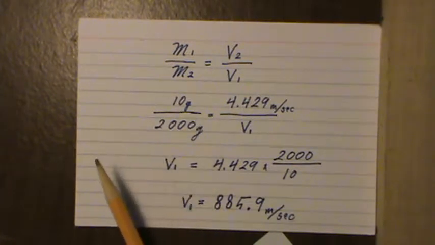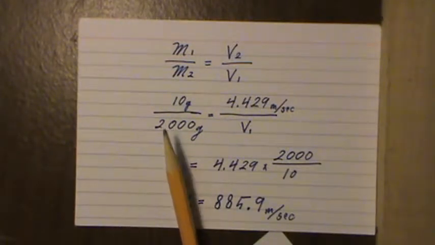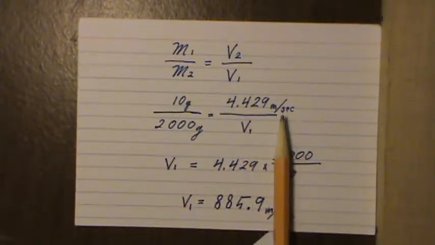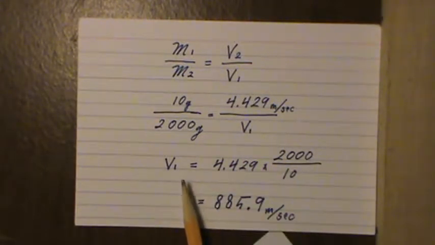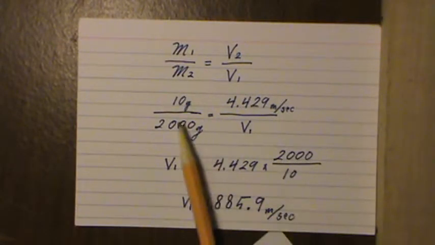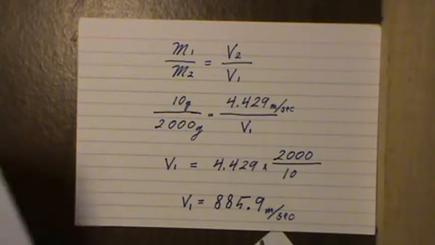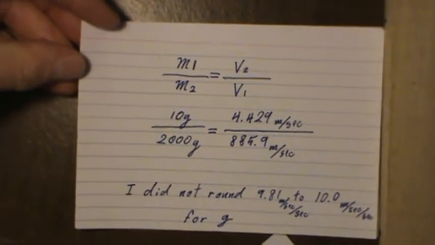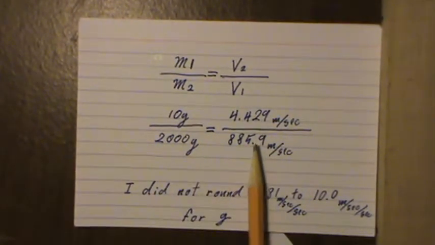So plugging our numbers into the law of conservation of momentum, 10 over 2,000 equals 4.429 meters per second divided by V1. So we can determine V1 by switching this to the other side and multiplying, and we get 885.9 meters per second for the velocity of the bullet. We can check this by plugging it into the same formula, the law of conservation of momentum, and see if it comes out correctly.